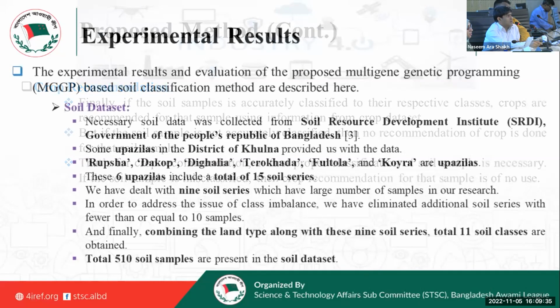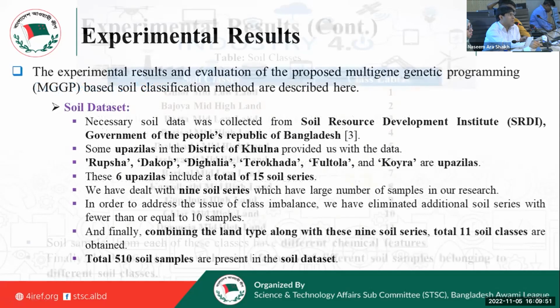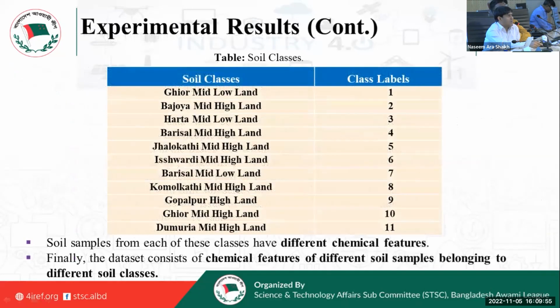And here are some examples of upazilas of Khulna district, like Rupsha, Dacope, Digholia, Terokhada, Phultala, Koyra, and others. And we collect 10 samples of the dataset, and we built the model. And these are some soil classes, like Gyur mid low level and Hatro mid low level, like this, and we label them 1 to 11.